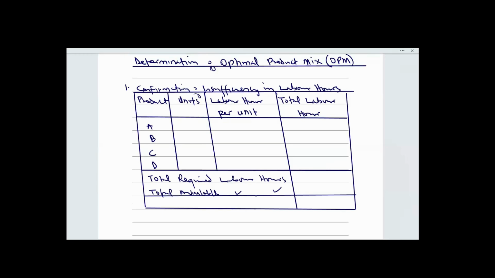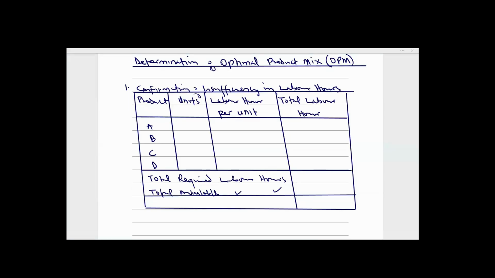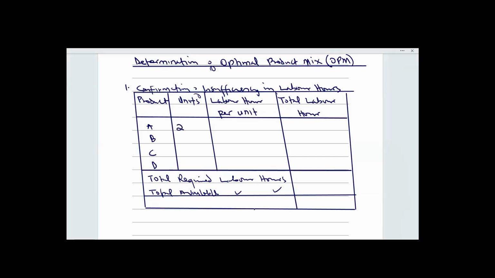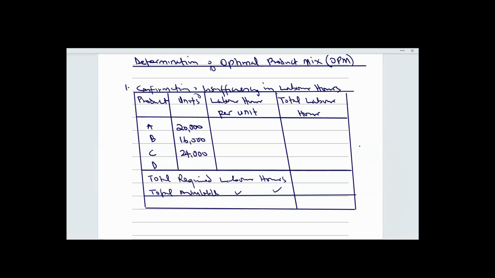Okay. So what are the units? What are the total units for product A? Budgeted units or budgeted sales? For product A, we have 20,000 units. 16,000 for B. 24,000 for C. And then 10,000 for D.